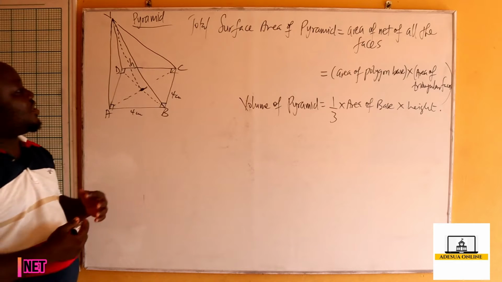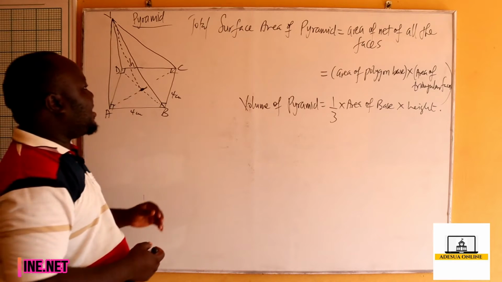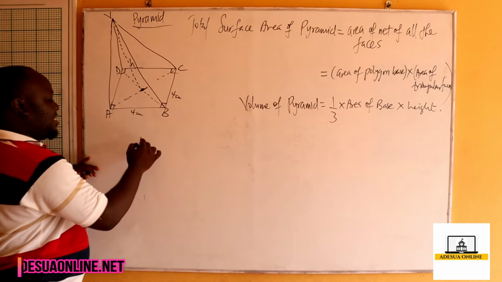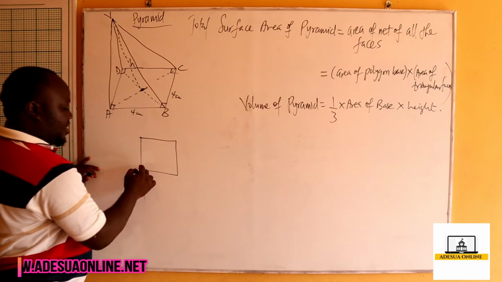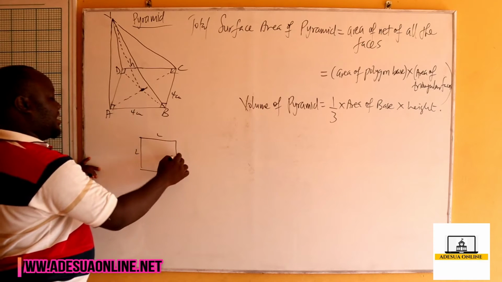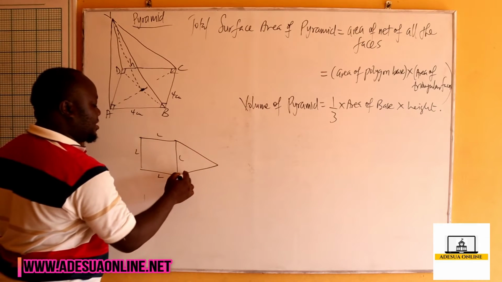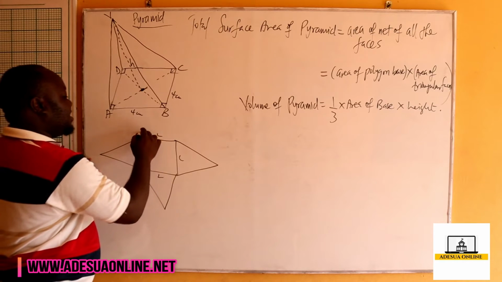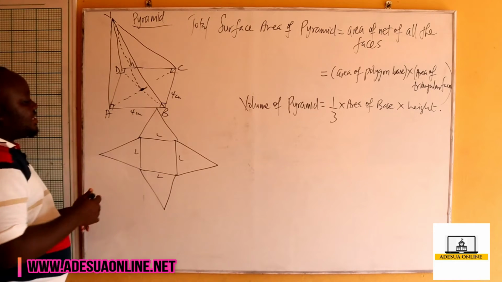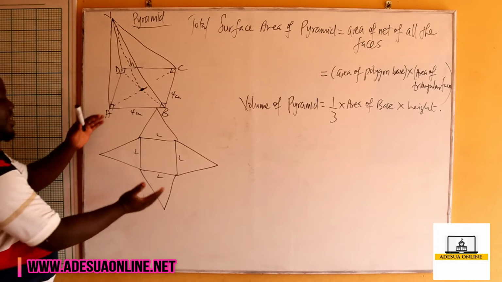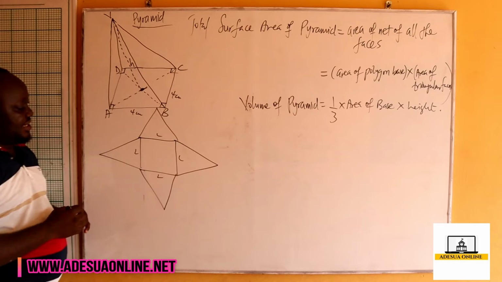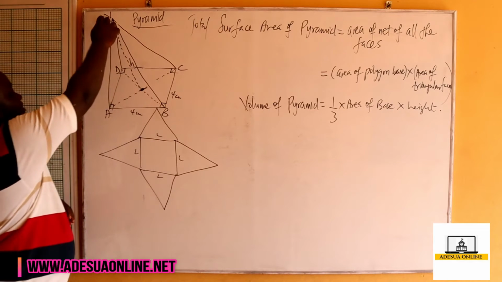Now, we are saying that the total surface area of a pyramid is related to the net of the pyramid. In this case, we are talking about a square base with length, length, length, length, and then we have 4 triangles. This forms the net of this pyramid. When you bring everything together, you have the pyramid, and then the apex will be V.